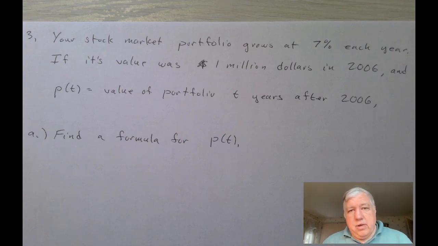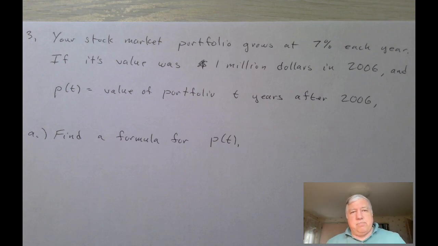Okay, so usually when people talk about how fast stocks grow, they give a percentage, like an annual growth. And so suppose you have a certain portfolio that grows at 7% each year. And if its value was, let's say, $1 million in 2006, we'd like to find out, well, how much would it be worth today? But more generally, let's find a formula for its value.